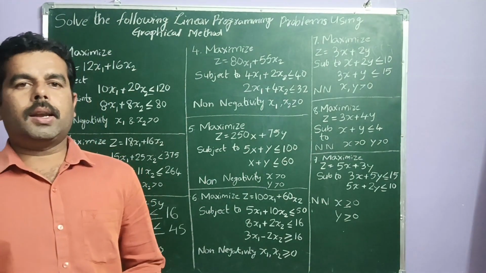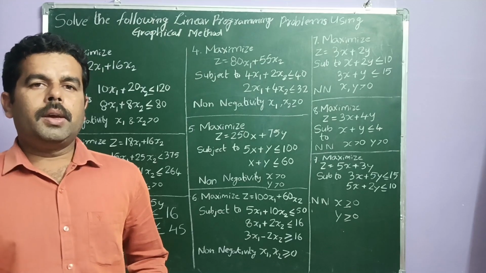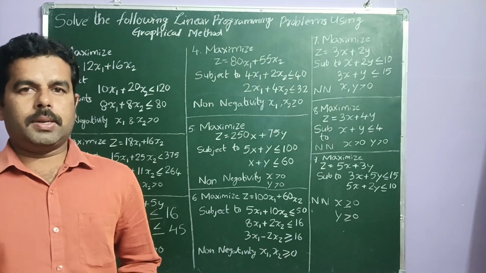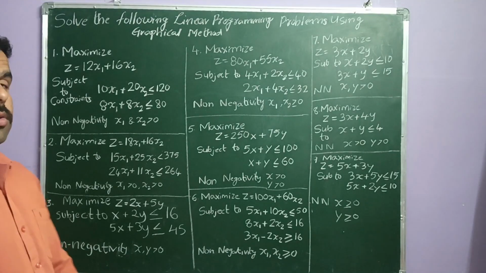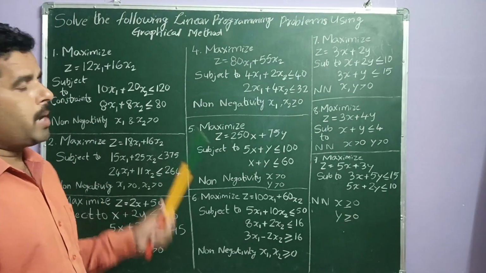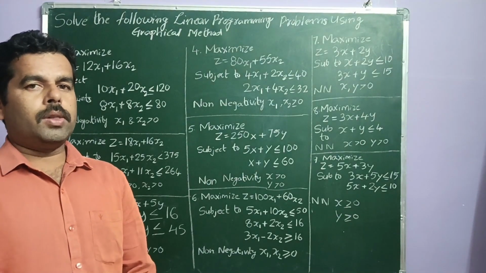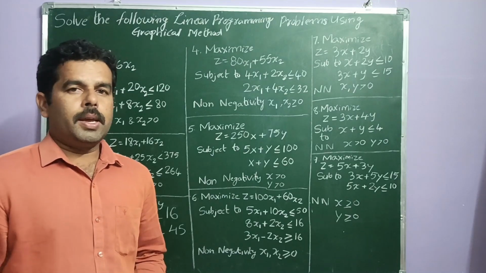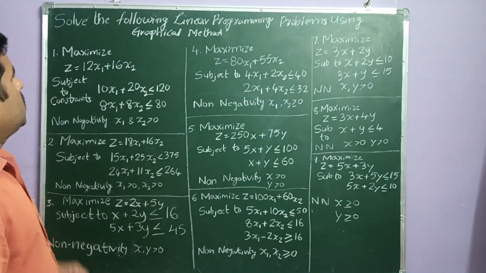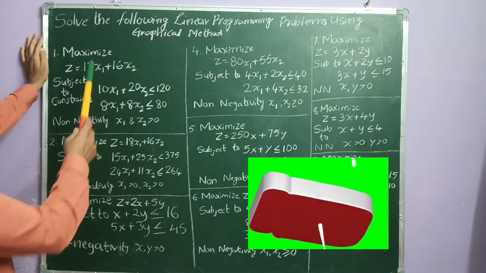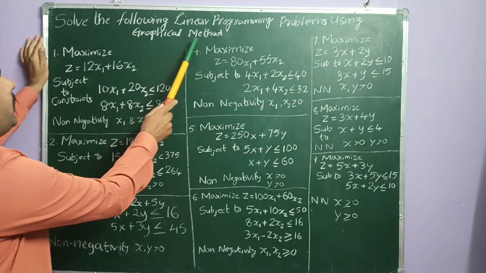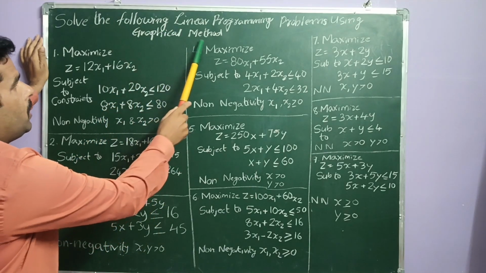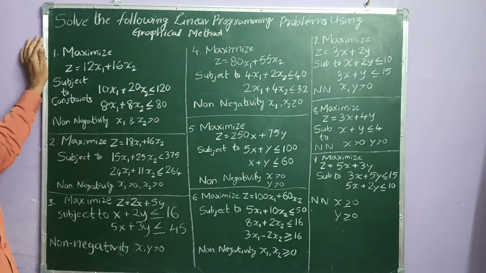So in yesterday's class we discussed the linear programming problems graphical method. Here I have written 9 questions. If you practice these 9 questions, it is very easy to solve linear programming problems by the graphical method. In the previous class, the question was like this: solve the following linear programming problems using the graphical method. Using the graphical method is one of the important points here.